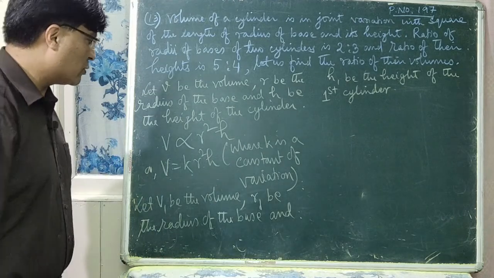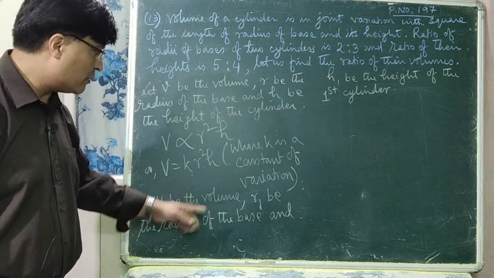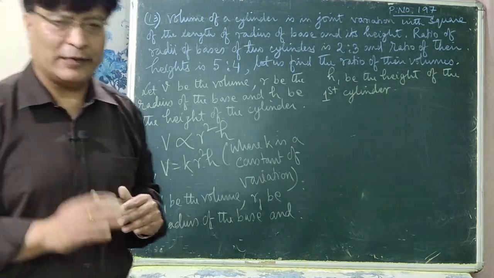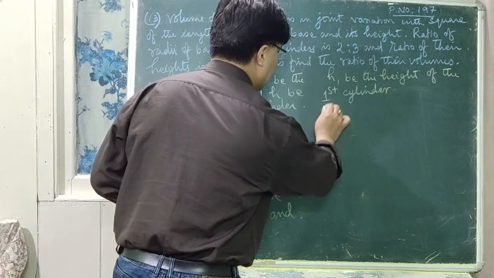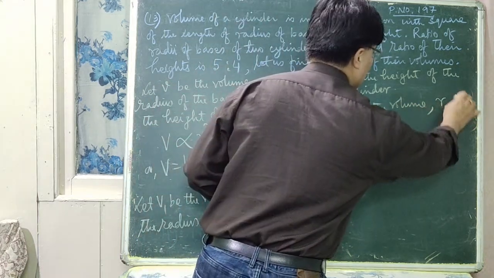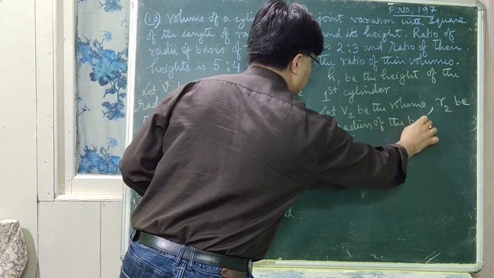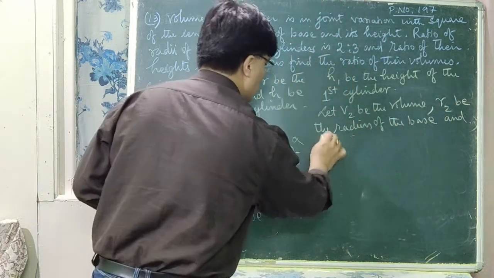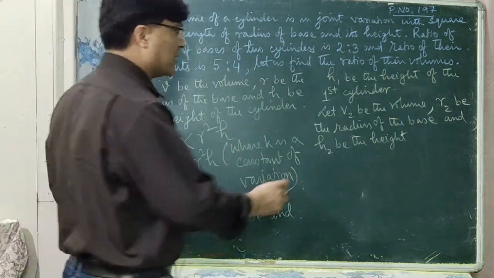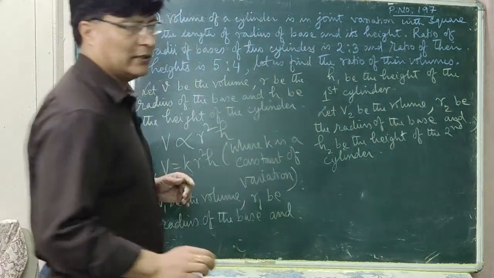What we did here is suppose the volume, height and radius of the base of the first cylinder: the volume is V1, the radius of the base is R1, and the height is H1. Okay? Similarly, for the second cylinder, let V2 be the volume, R2 be the radius of the base, and H2 be the height of the second cylinder. Is that clear to all of you?